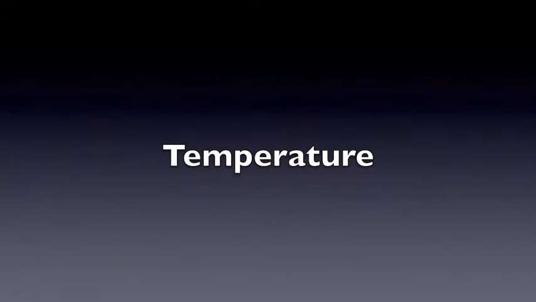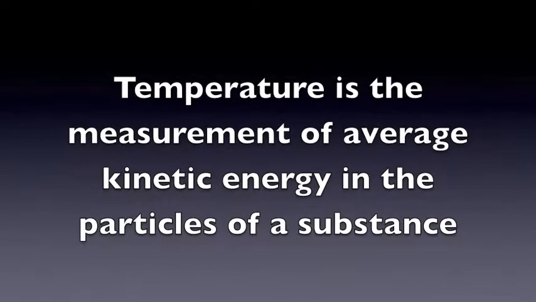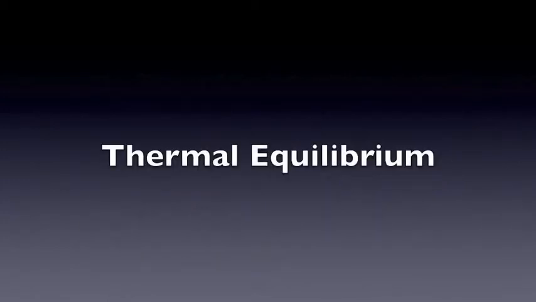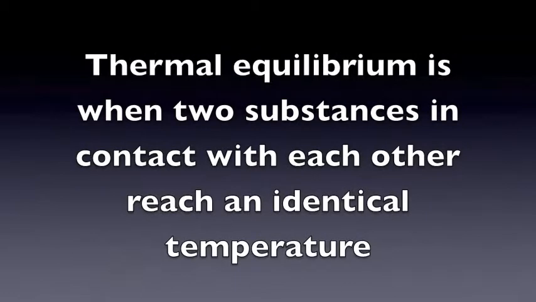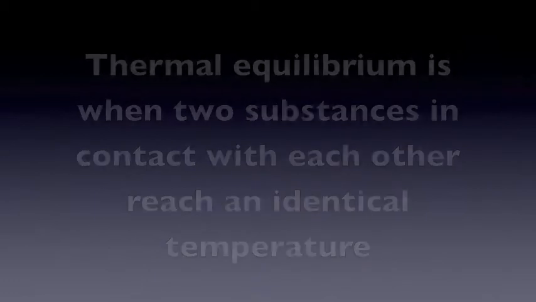In this video, we will be covering heat and the ways it applies to everyday life. Temperature. Temperature is the measurement of average kinetic energy in the particles of a substance. Thermal equilibrium. Thermal equilibrium is when two substances in contact with each other reach an identical temperature.